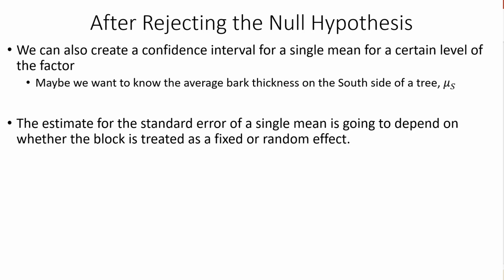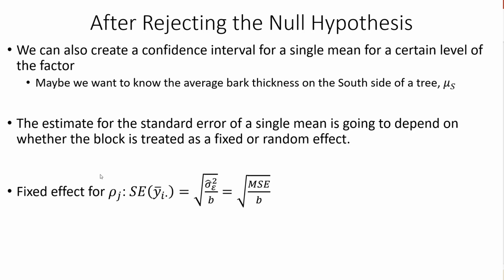So if we're just looking at a single mean, the effect of the tree doesn't disappear like it would if we were comparing two different means. And so that means if we're treating the blocks as a fixed effect, our standard error is just going to be the MSE over B, what we saw in the previous slide when we're looking at our pairwise comparisons.